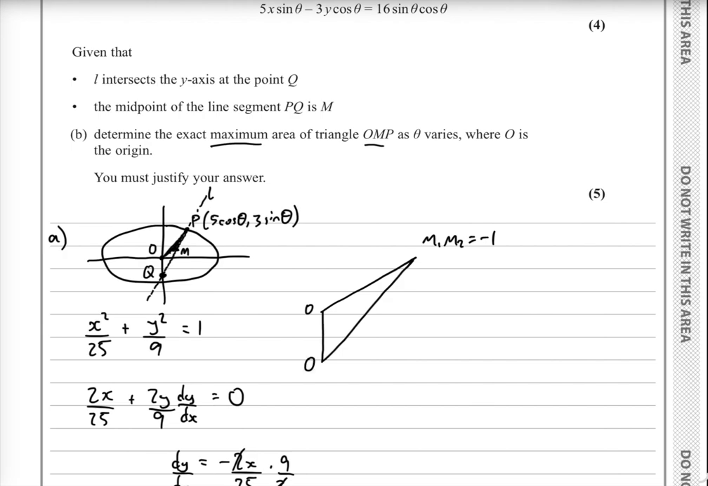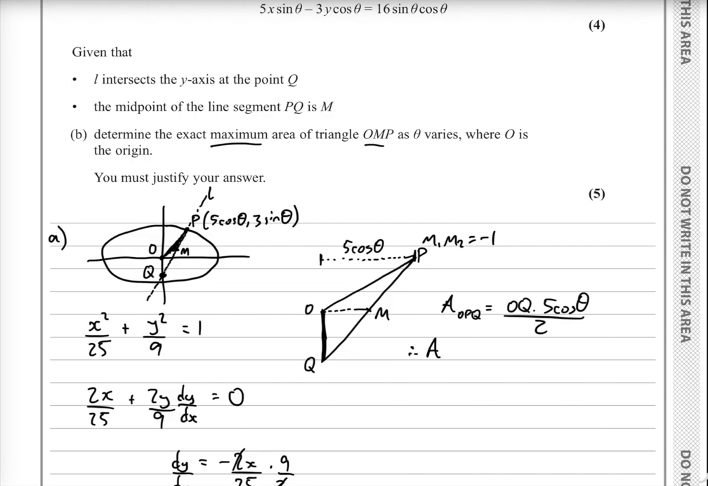We've got O, Q, P. M is here. So that's half. And if we know O to Q and times that by this distance here, which we know, that's the x-coordinate of P, that's 5 cos theta. So the area of OPQ is OQ times 5 cos theta over 2.